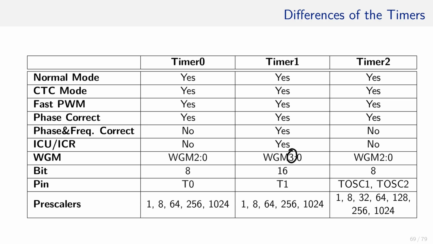Timer 0 and timer 1 can take signals through pin T0 and T1, while timer 2 can be connected to a crystal to have an independent clock signal that can be different from the system clock. Timer 2 also allows 2 additional prescaler settings compared to the other timers. So, what is the ICU or ICR all about?